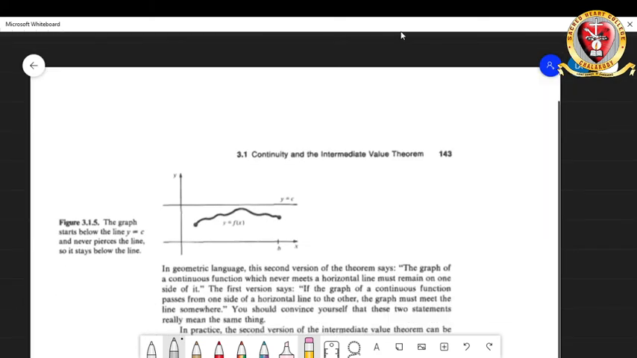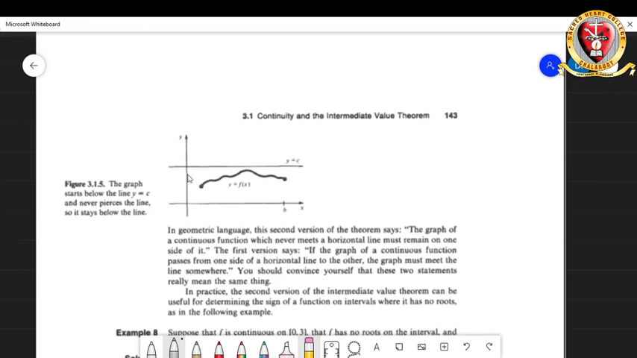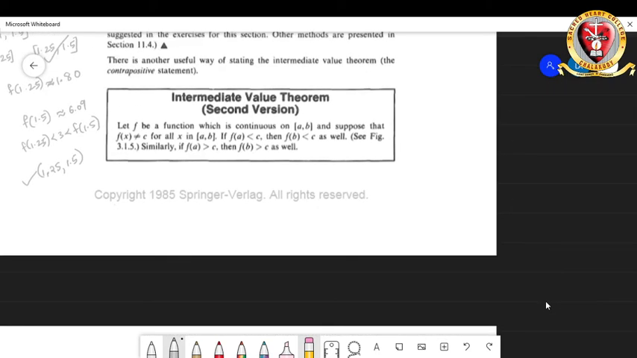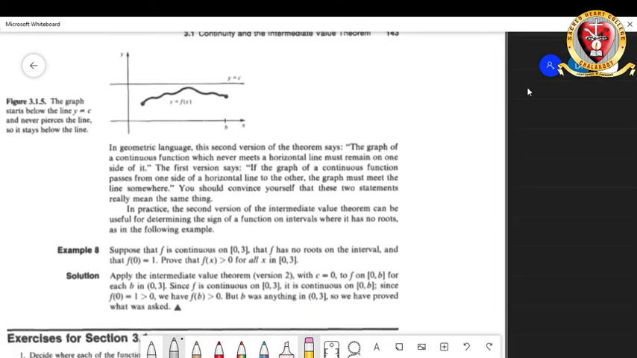So this can be seen in this figure. That is, if c is a number which is coming above all the functional values, and if we are drawing the line, the function will lie entirely on one side of the number c, the line y is equal to c. That's what the theorem gives us in a geometrical manner.